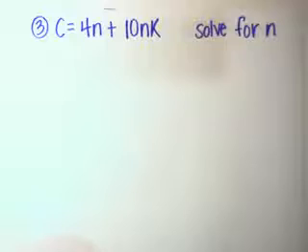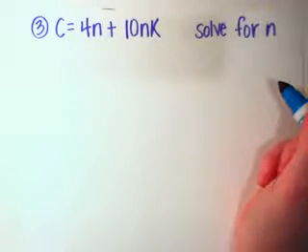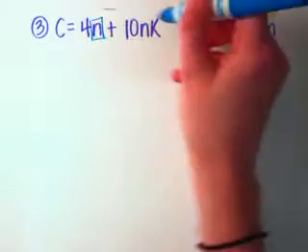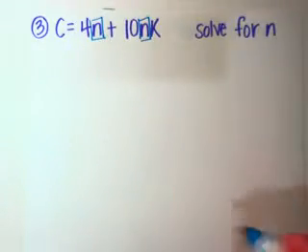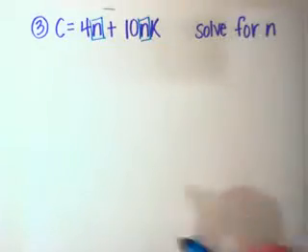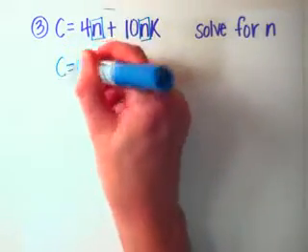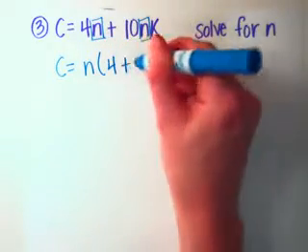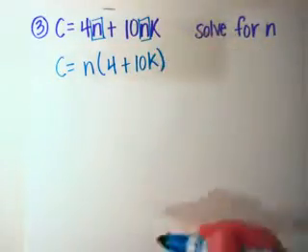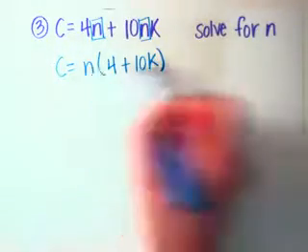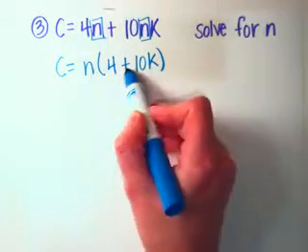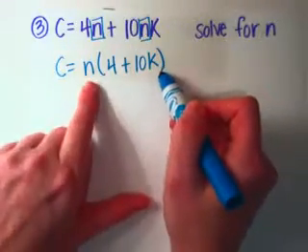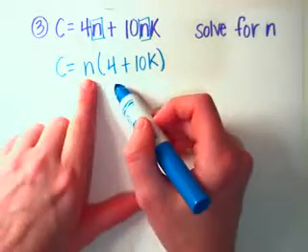All right, in this next example, I have c equals 4n plus 10nk, and I'm asked to solve for n. Now, this one's different because I have an n in both of those terms. Well, if you go back to your distributive property, I can rewrite this as n times 4 plus 10k. How did I know that? Well, if you redistribute the n, you get 4n plus 10 times k times n, or 10nk. So I use my distributive property to get the n out.